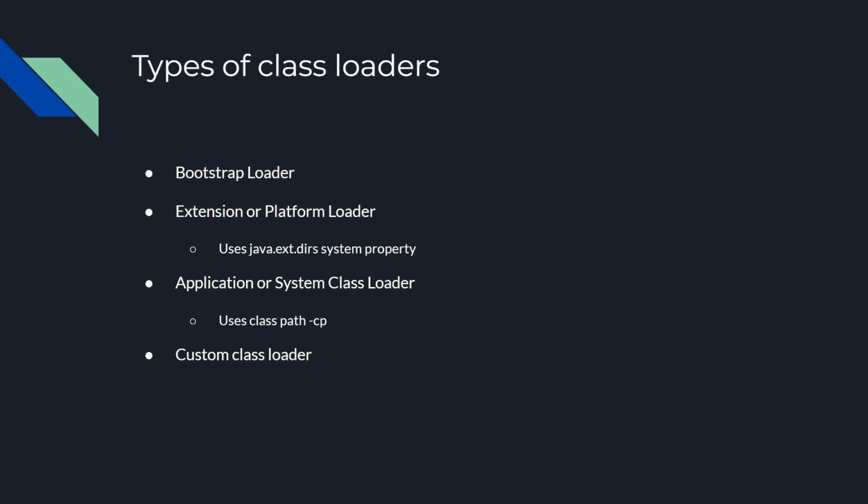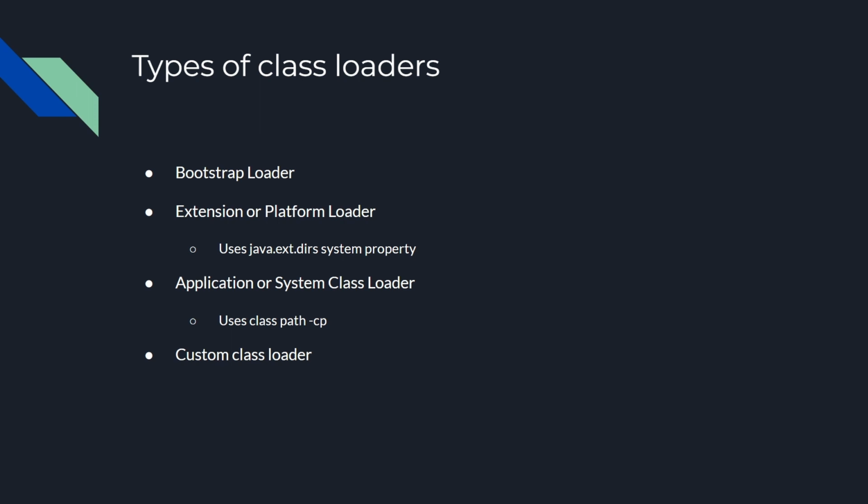There are different types of class loaders, as you can see on the screen. So number one is the Bootstrap loader. Second loader is basically which is called extension or platform loader. Third in the list is application or system class loader. And the last one is the custom class loader, which we are going to see in the part 2 of this video. So let's start from the first one, Bootstrap loader.